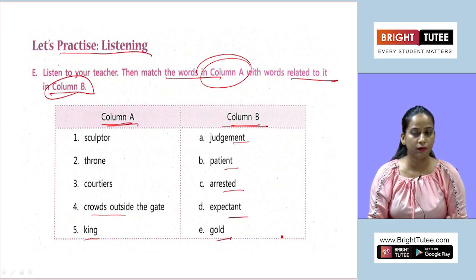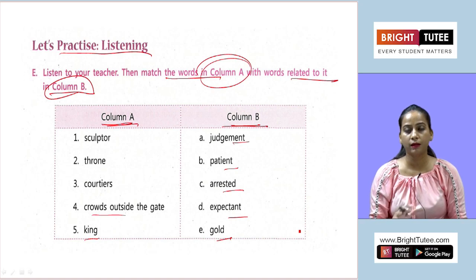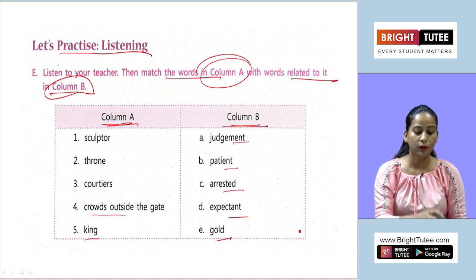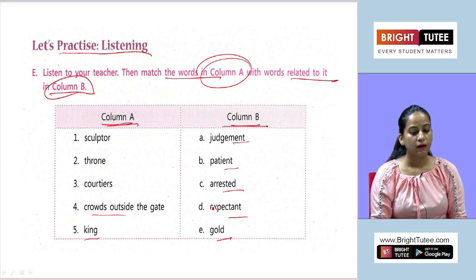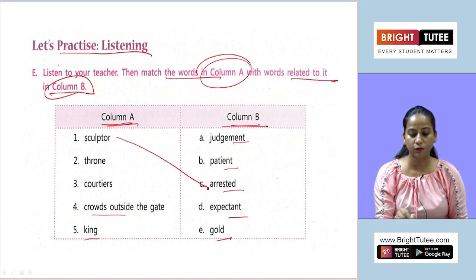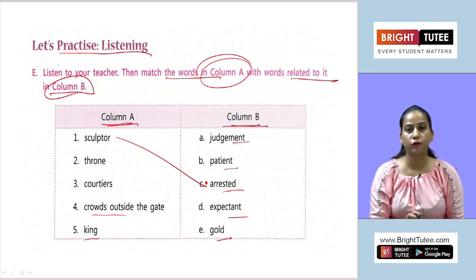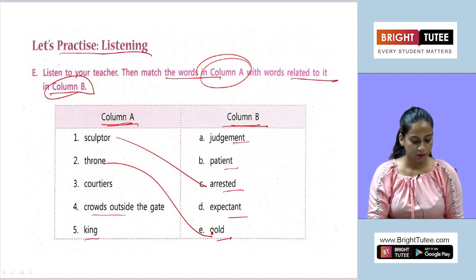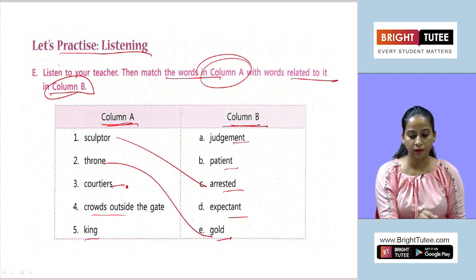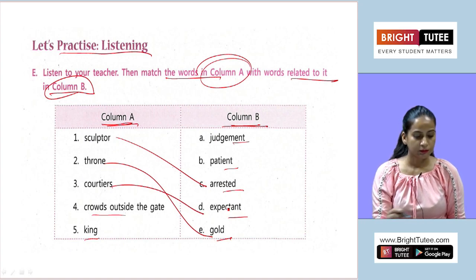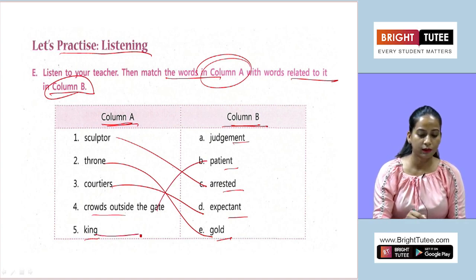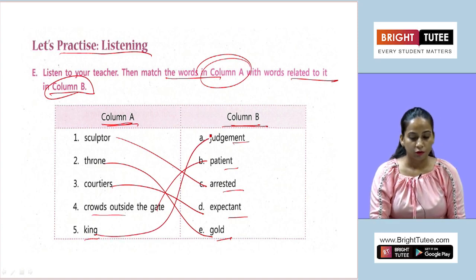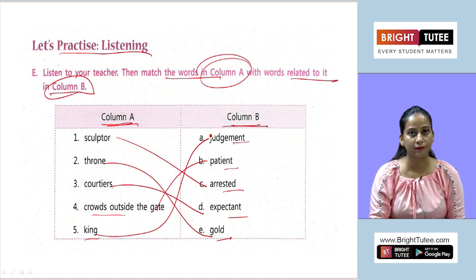So when your teacher is done with the speaking work, you have to listen to her carefully throughout, keep things in your mind, and when it is done, match both the columns. So according to that, you are going to match the sculptor with arrested, and the throne is going to be matched with gold. Countries, the third one, is going to match with expectant. The fourth, the crowds outside the gate, is going to match with patient, and the fifth one, the king, is going to match with judgment. So hopefully this exercise is clear, that you have to do the matching.